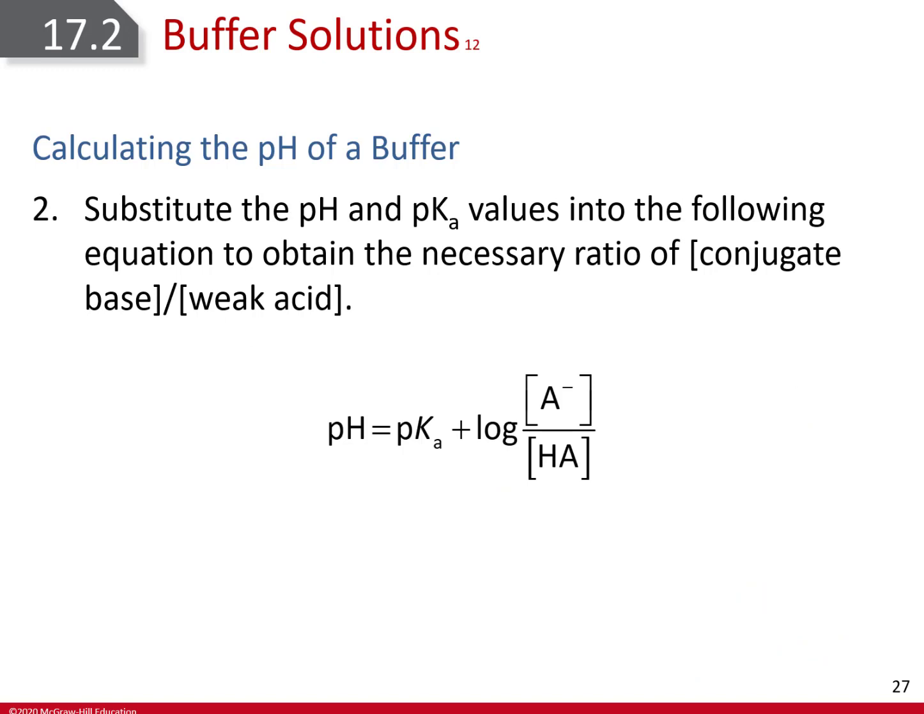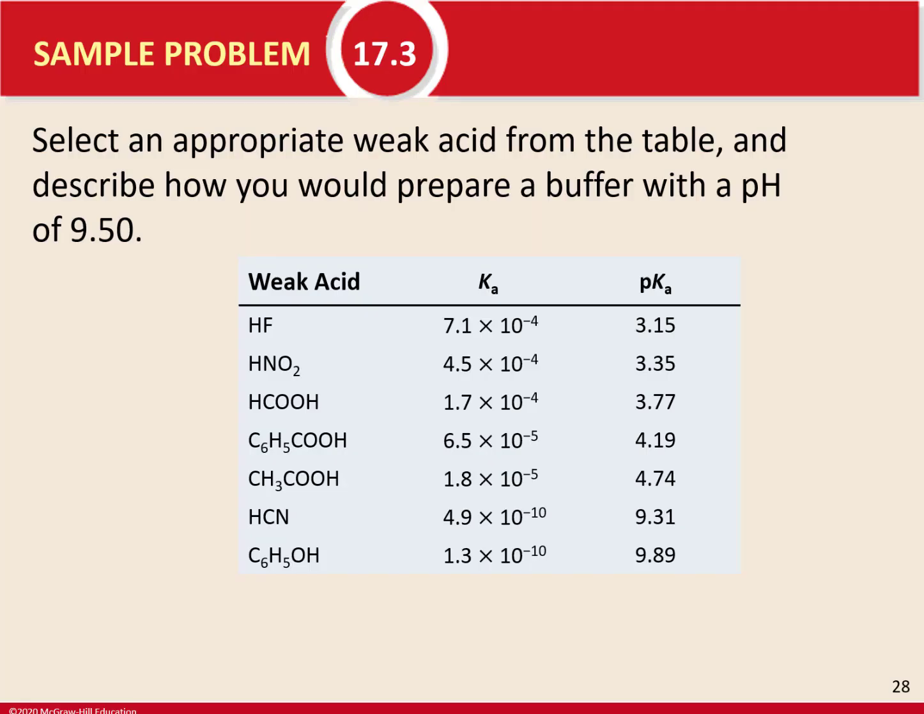Substitute the pH for the pKa, put it in the equation, figure out which buffer is best. All right, so there it is, Henderson-Hasselbalch. Let's see if you can apply what we just talked about. It says select an appropriate weak acid from the table and describe how you would prepare a buffer with a pH of 9.50.